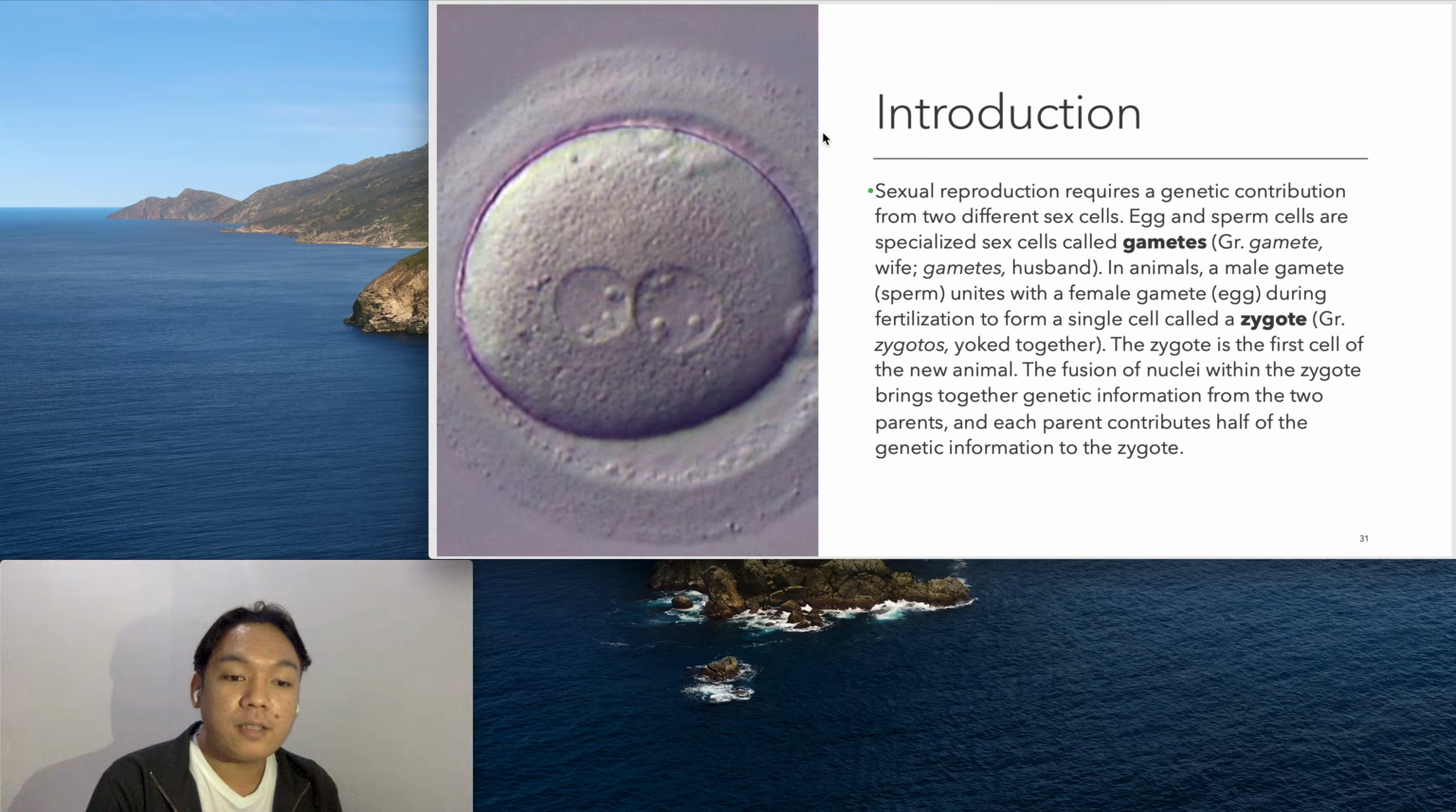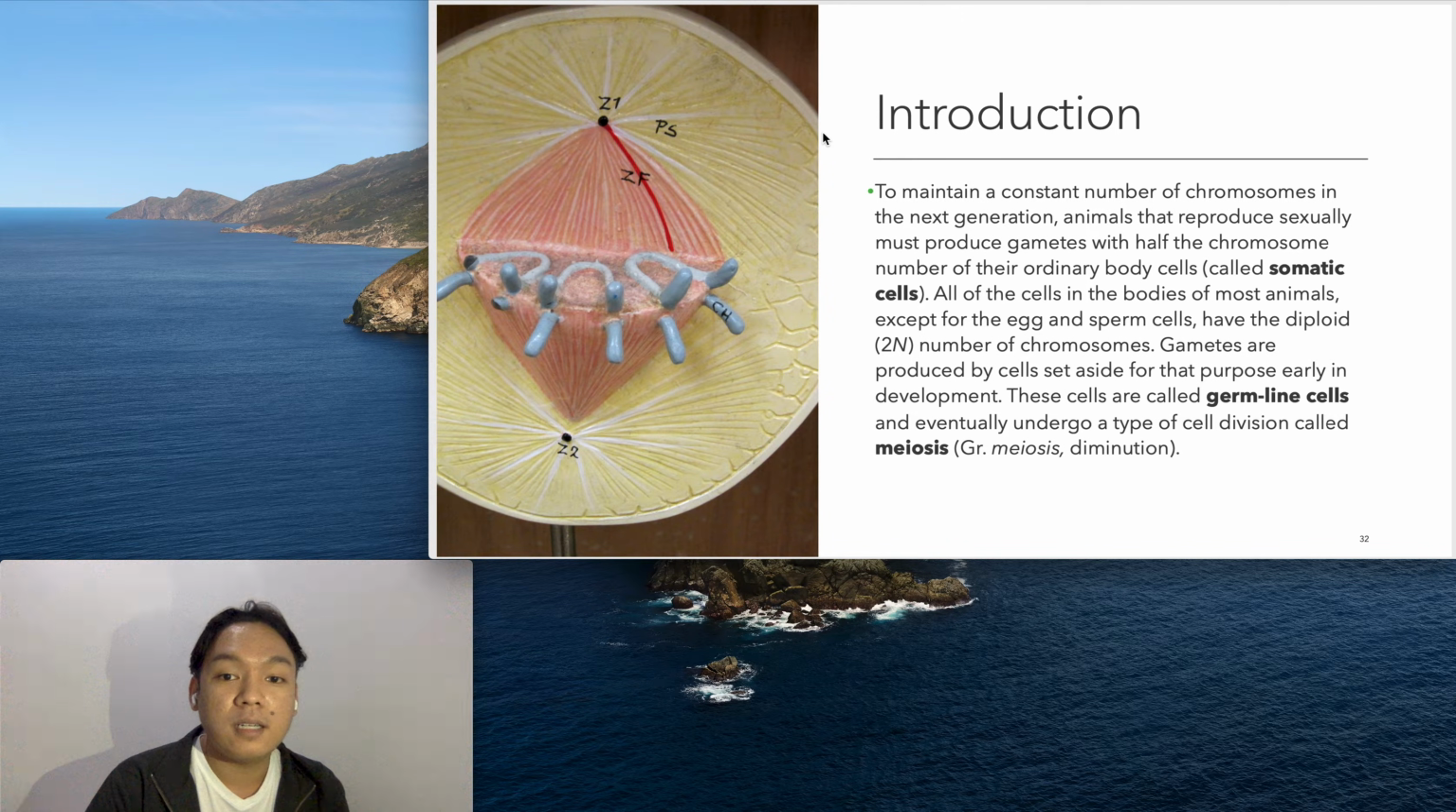So the zygote is the first cell of your new animal, and the fusion of the nuclei within the zygote brings together genetic information from the two parents. So the parents are contributing to the entirety of the zygote. So from the mother side, 50-50, okay, of their genetic information has been released. So to maintain a constant number of chromosomes in the next generation, they have to reproduce sexually, producing gametes with half the chromosome number of their ordinary body cells.